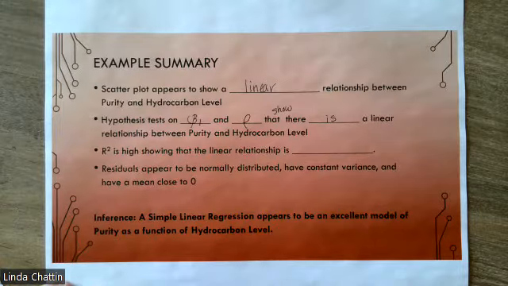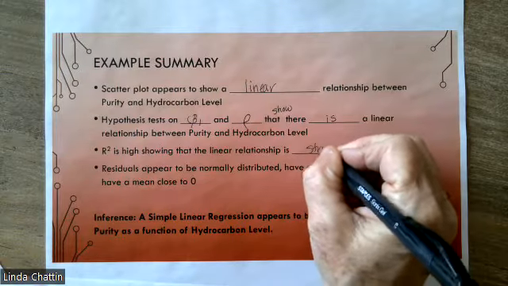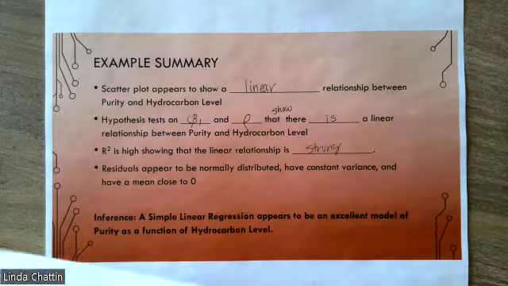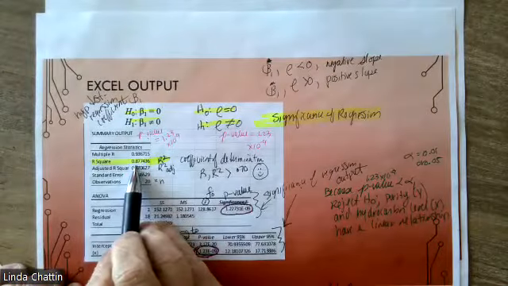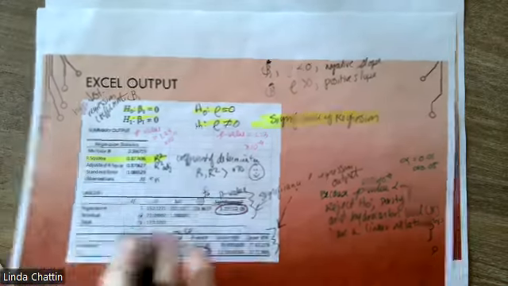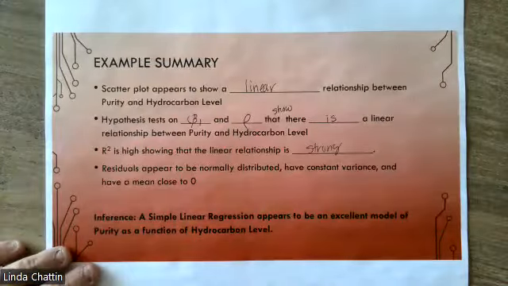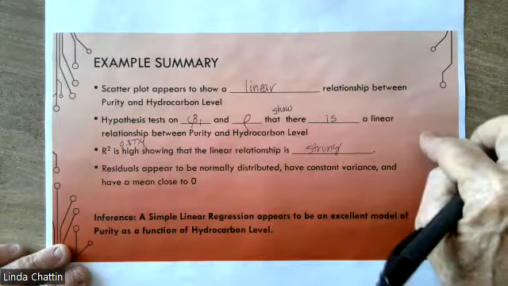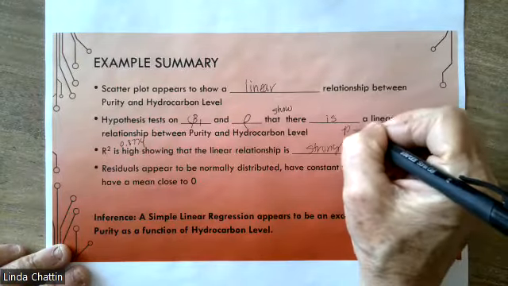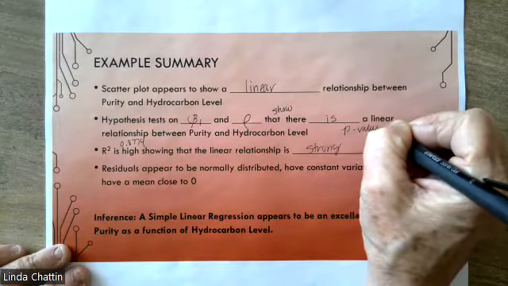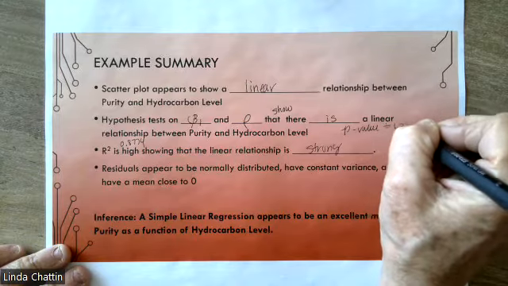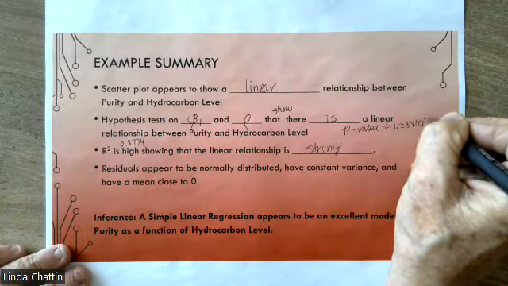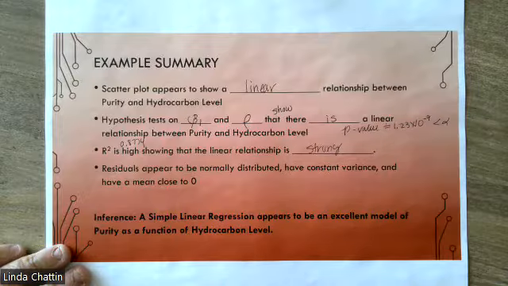Then we had R squared, and it shows that the linear relationship is strong. And what was that again? The R squared value was 0.8774. It's very, very high. So we're going to put that, 0.8774. And next to the hypothesis test, I want to write that the p-value was 1.23 times 10 to the minus 9th, which is definitely less than alpha.